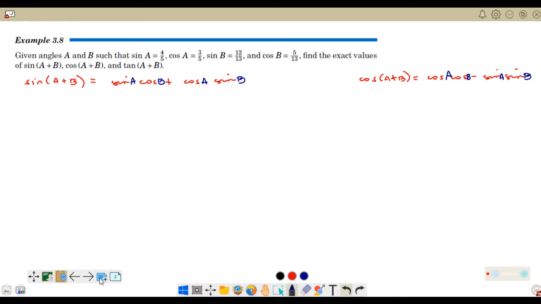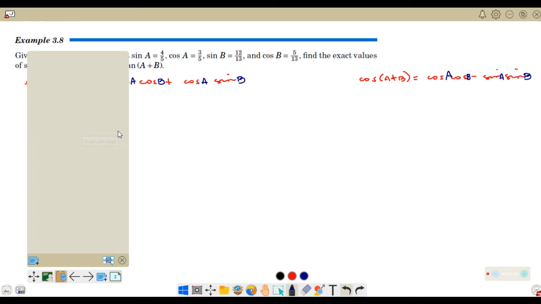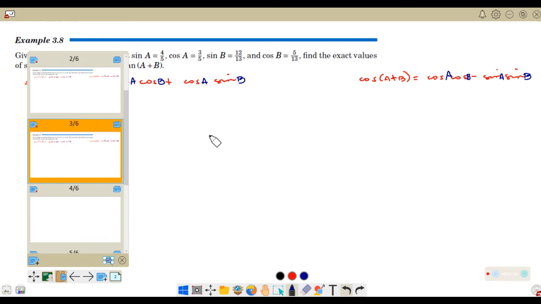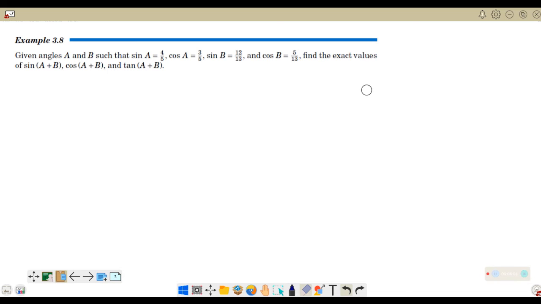I think kulang na tayo ng space for the tangent. So, kakopy ko lang to. Duplicate natin yung page. Lagay tayo ng para sa tangent. Let's remove this one. Sulat natin yung formula ni tangent. So, tangent A plus B formula.